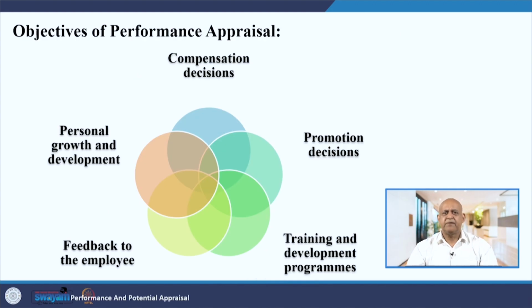Now, how does the performance appraisal help in the other functions of the HR manager? The first and foremost is what we do in the appraisal. We identify his knowledge level, his skill level, his attitude level, KSA. This is also called job evaluation, but job evaluation is for the job and performance evaluation is for the employee. That is the difference.